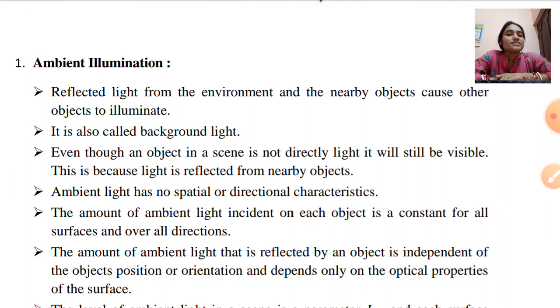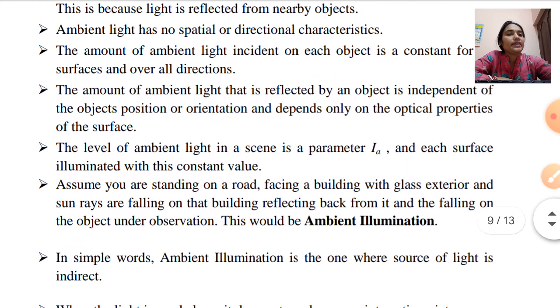That means the amount of ambient light that is reflected by an object is independent of the object's position or orientation, and depends only on the optical properties of the surface. In whichever position or orientation the object is kept, it does not matter. The level of ambient light in a scene is a parameter Ia, and each surface is illuminated with this constant value. The ambient light parameter is Ia.